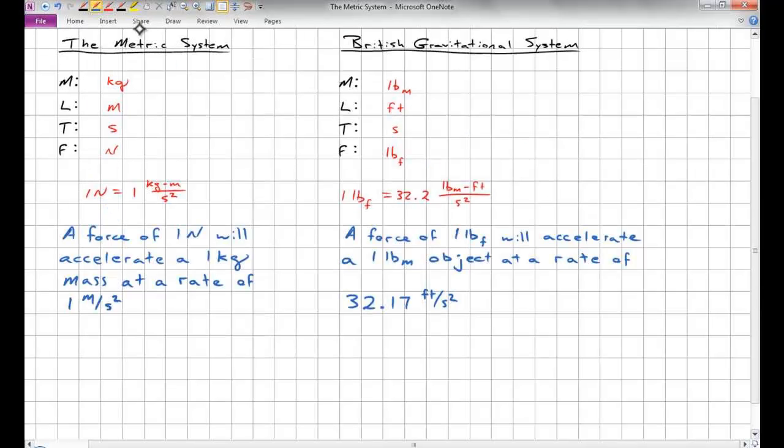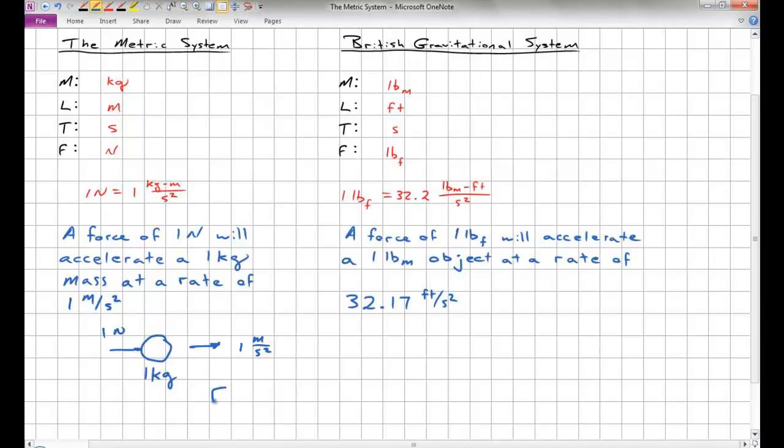And if we look at the way the two systems are defined, we find for the metric system that a force of 1 Newton will accelerate a 1 kilogram mass at a rate of 1 meter per second squared. So let's put a little mass here, and this little ball weighs 1 kilogram. We're going to apply a force to it of 1 Newton. And it turns out that 1 Newton applied to a 1 kilogram mass will cause it to accelerate at this rate of 1 meter per second squared.